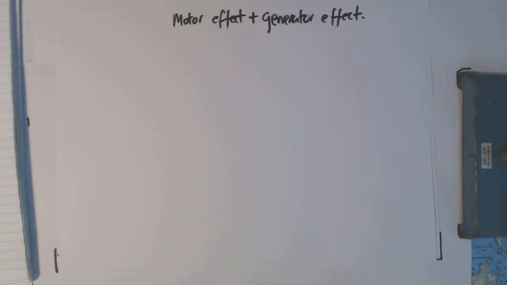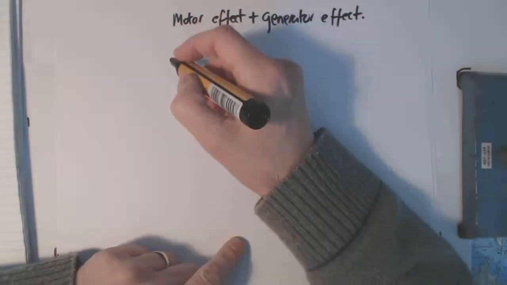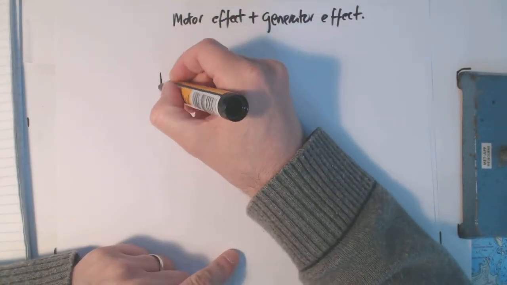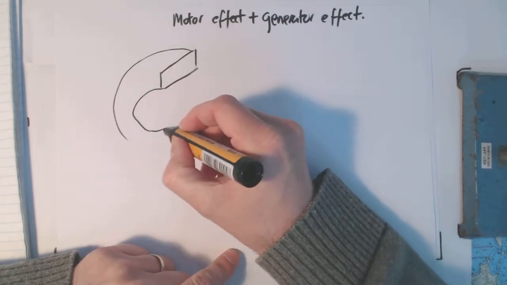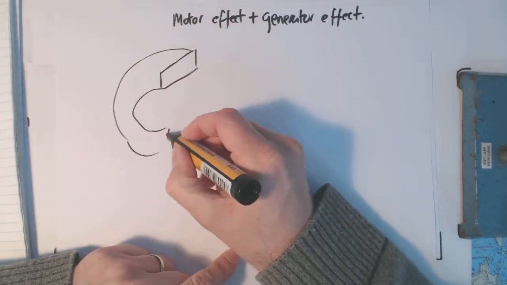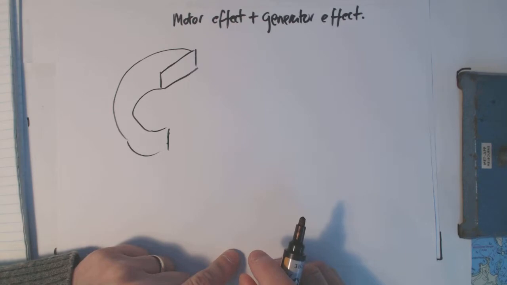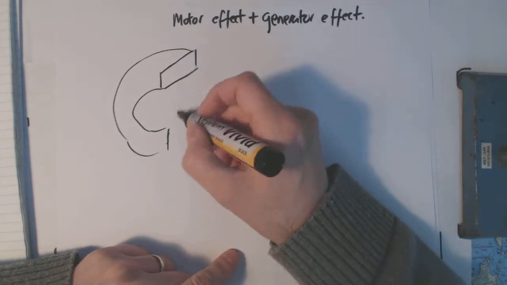So let's look at this motor effect and generator effect as applied to motors and generators. These are my bar magnets, if you like. I've got a whole bunch of them somewhere. You don't have to do it this way. Yeah, I'll do it this way first.